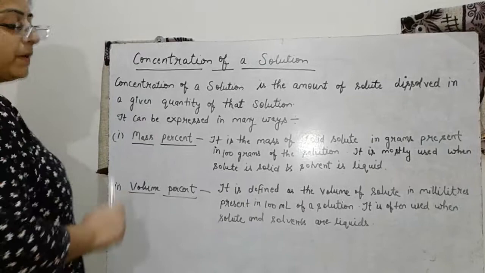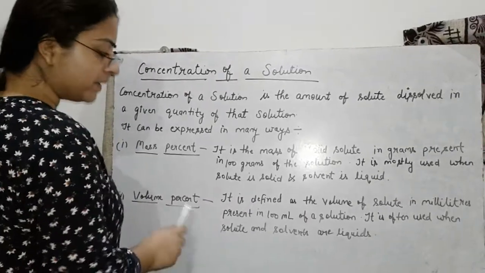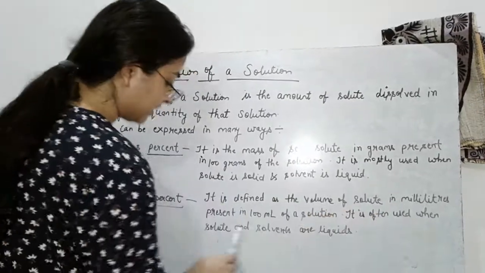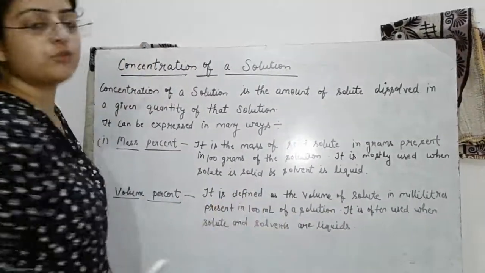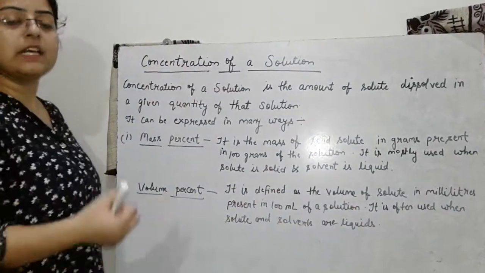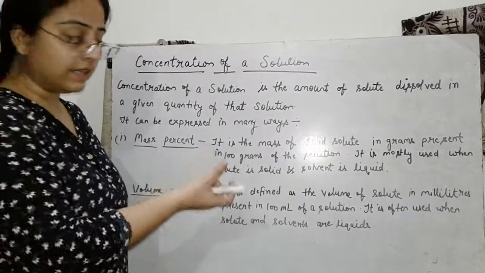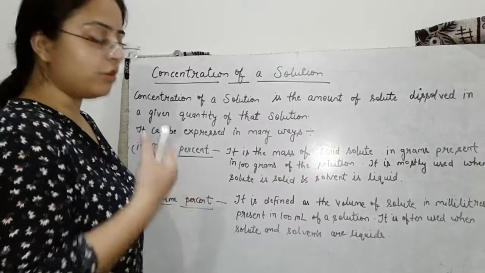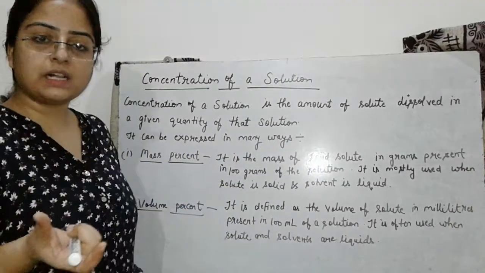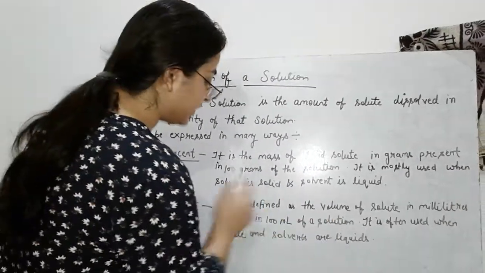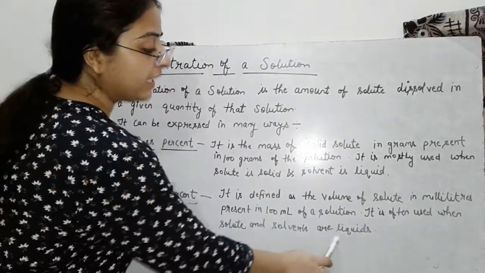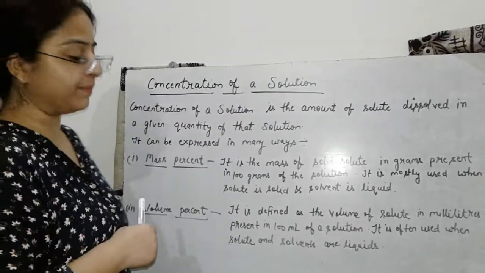Second one is volume percent. Volume percent is defined as the volume of the solute in milliliters present in 100 milliliter of a solution. Volume percent means the volume of solute in milliliters which is present in 100 milliliter of the solution. And volume किसकी निकालते हैं? Liquids की. So this volume percent is used when both solute and solvent are liquids.